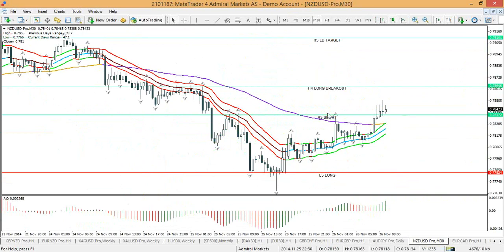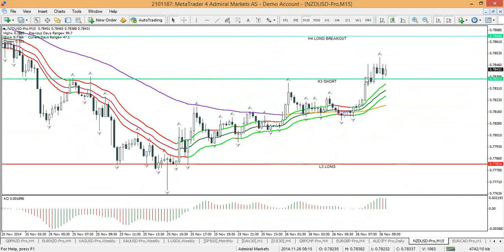From a 30-minute point of view, we're at the H3, just a bit above it. We have some wicks here. And as we know, H3 could always be a shorting zone in a downtrend.